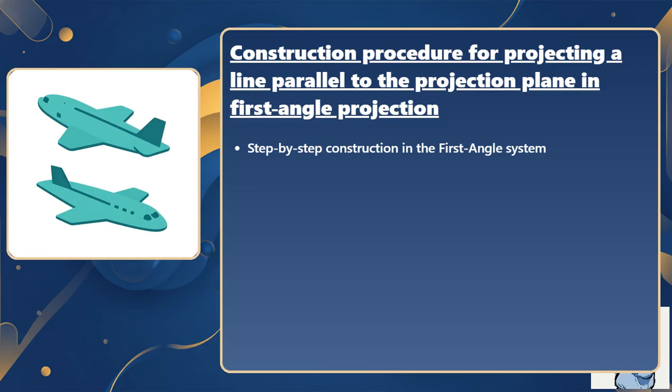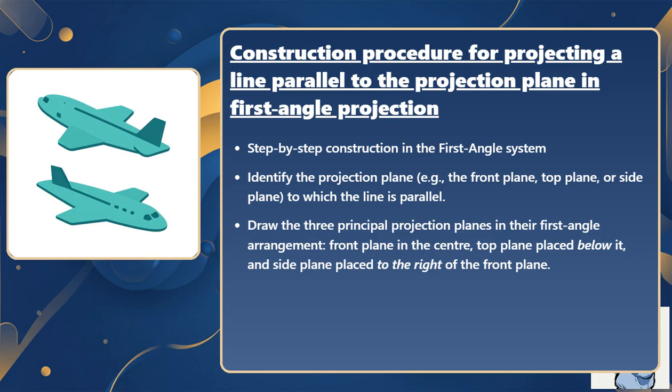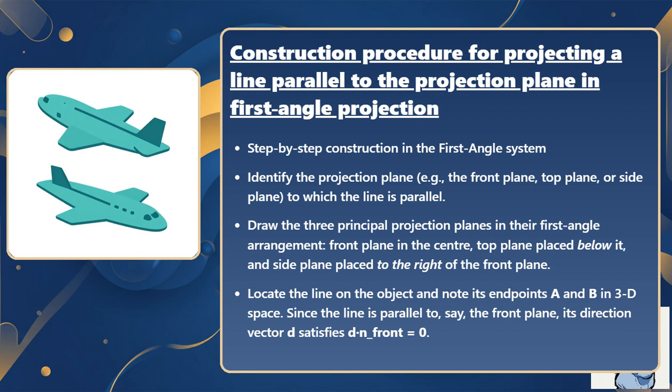Step-by-step construction in the first angle system. Identify the projection plane, for example front plane, top plane, or side plane, to which the line is parallel. Draw the three principal projection planes in their first angle arrangement: front plane in the center, top plane placed below it, and side plane placed to the right of the front plane. Locate the line on the object and note its endpoints A and B in 3D space.